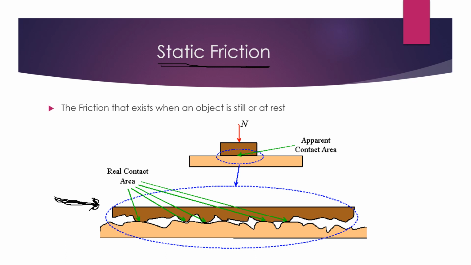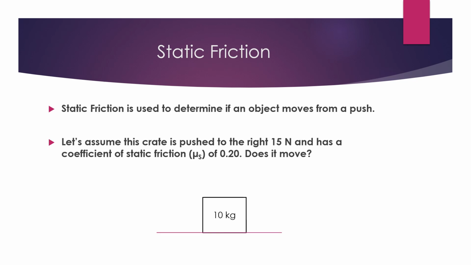Static friction is the friction that occurs when an object is at rest. So, static friction is used to determine if an object moves from a push. What do you mean by that? It is possible to push something and not have it move.